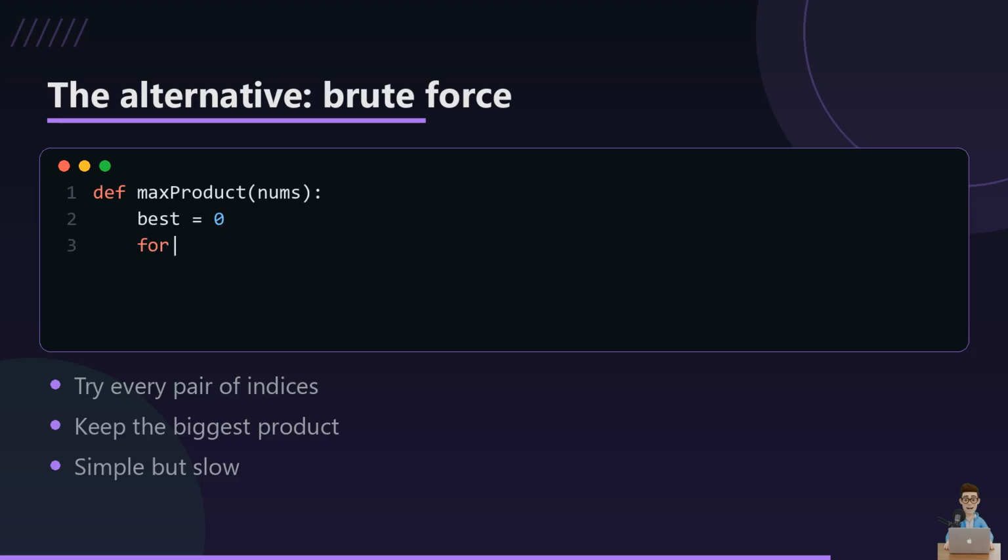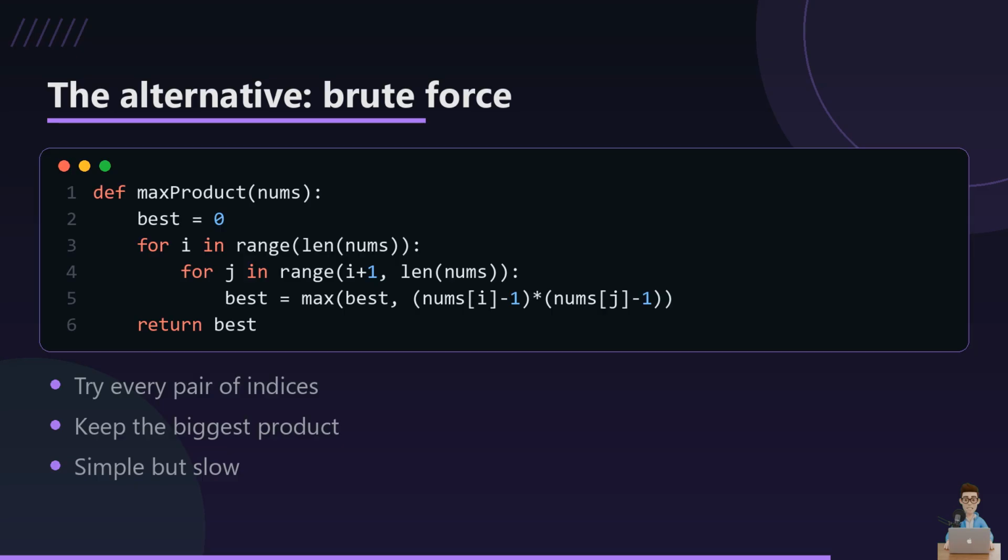You could just try every possible pair and keep the best product. Plus side, it's dead obvious and hard to get wrong. Minus side, it checks roughly n squared pairs, which is wasteful when we already know only the top two matter.